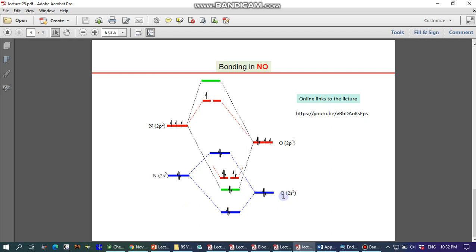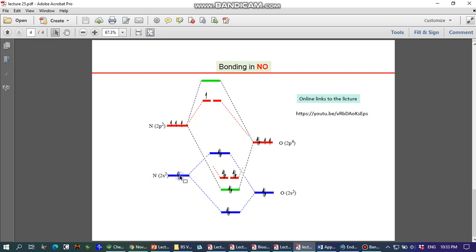Students, if you remember, this was the last slide of our last lecture, where we discussed the molecular orbital diagram for nitric oxide. On the right hand side, we have the atomic orbitals of oxygen, and on the left hand side we have the atomic orbitals of nitrogen. Both atoms contribute electrons from their s and p subshells. You remember that oxygen has 2 electrons in the 2s subshell and 4 electrons in the 2p subshell. Similarly, nitrogen possesses 2 electrons in the s subshell and 3 electrons in the p subshell.